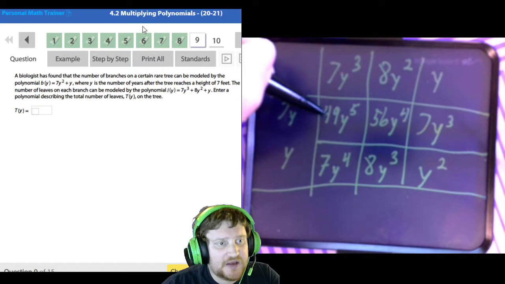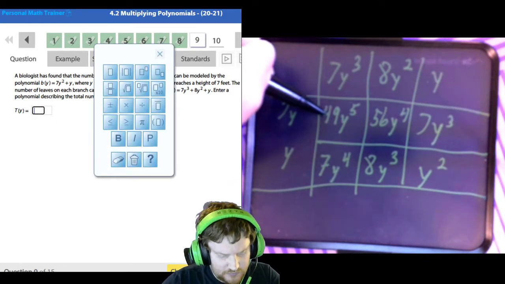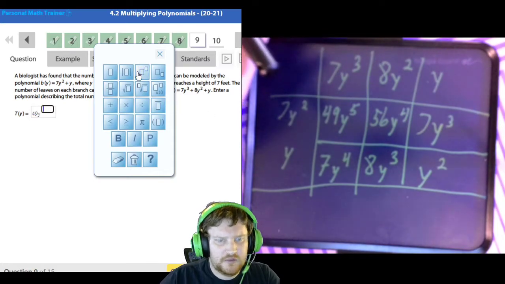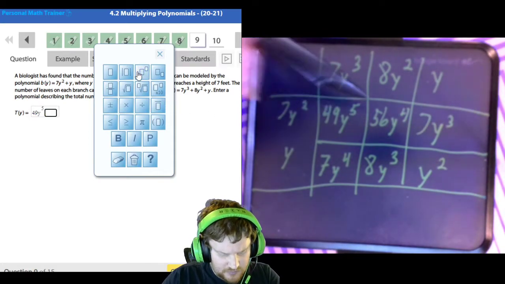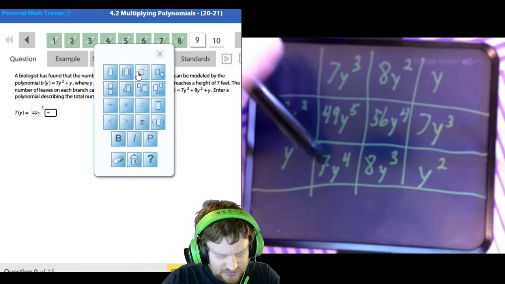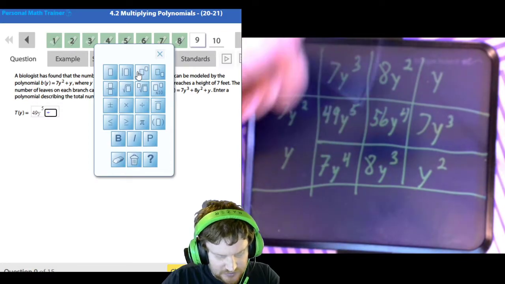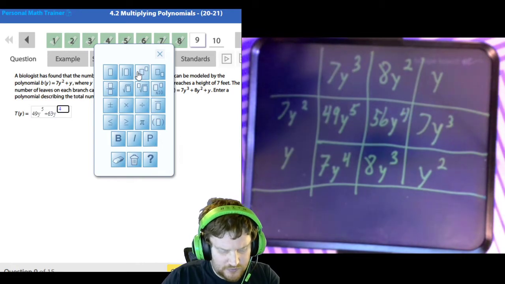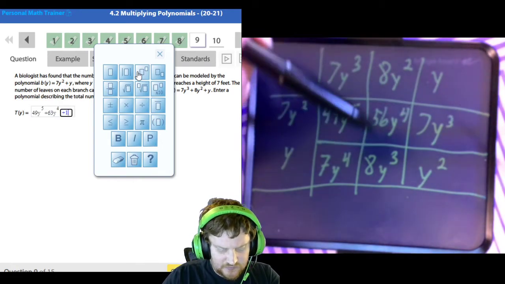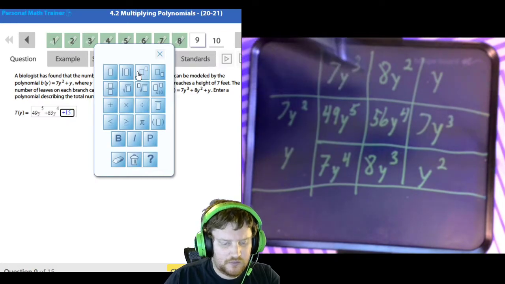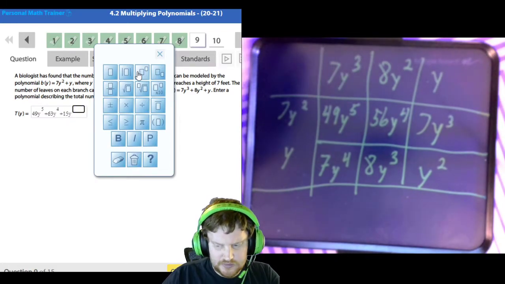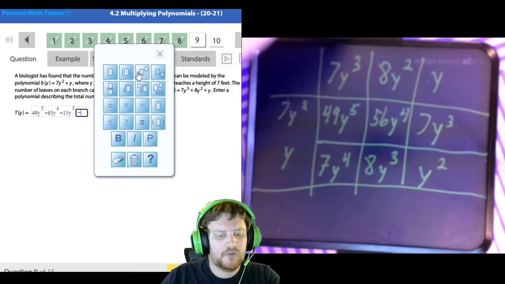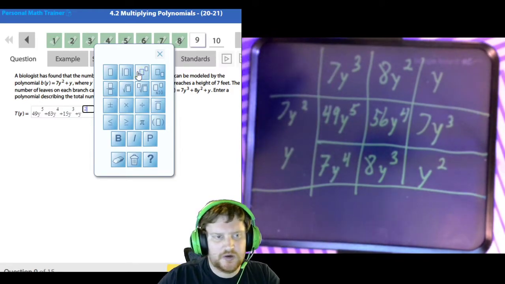So on my diagonals, I have 49y to the fifth, and then 56 plus 7 is 63y to the fourth. 8 and 7 is 15 y cubed, and then I just have y squared.